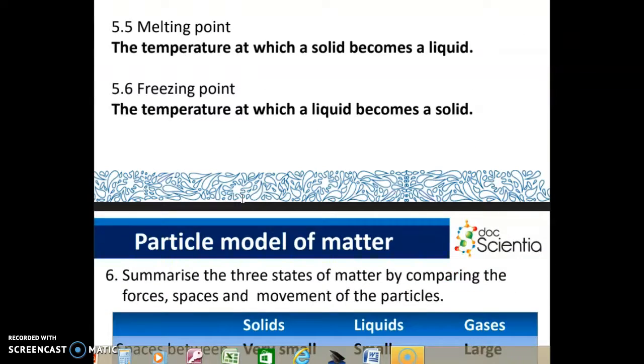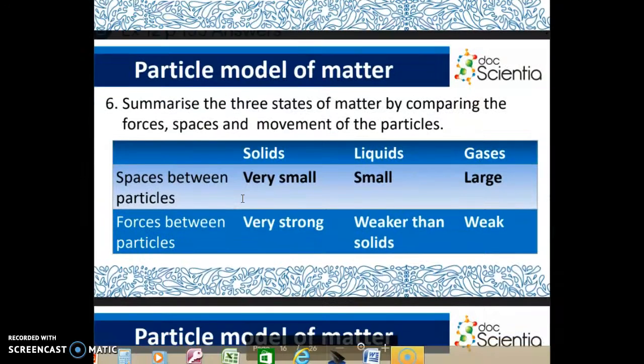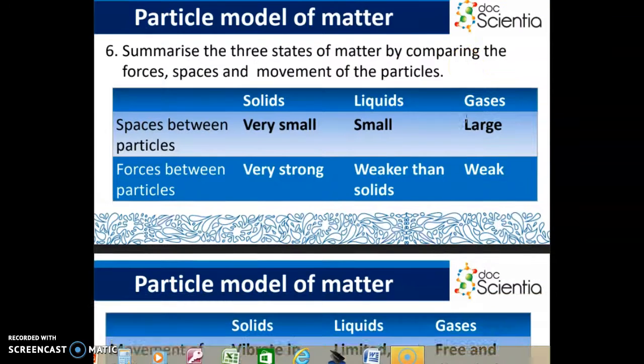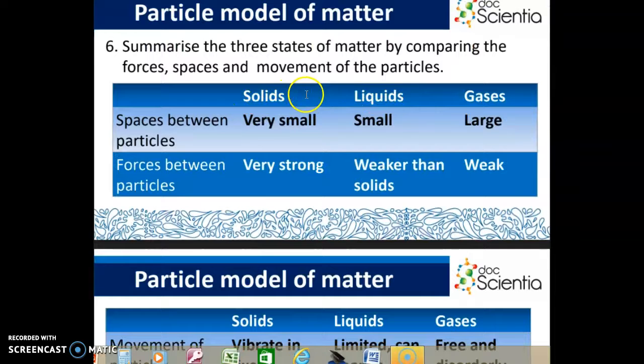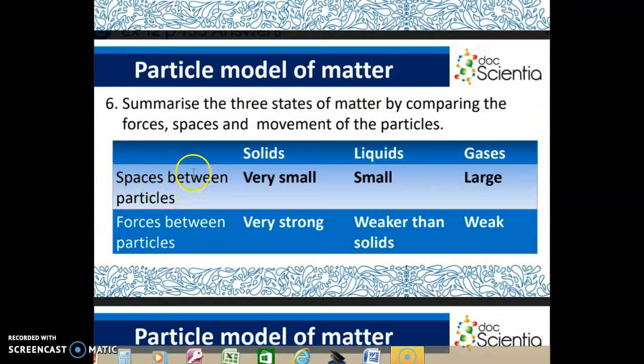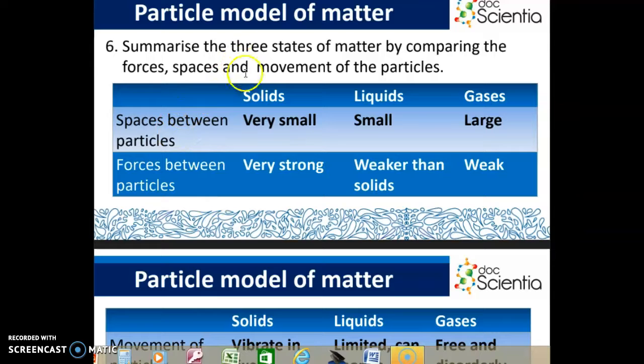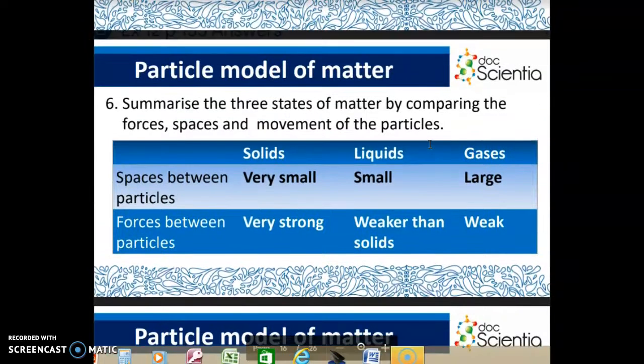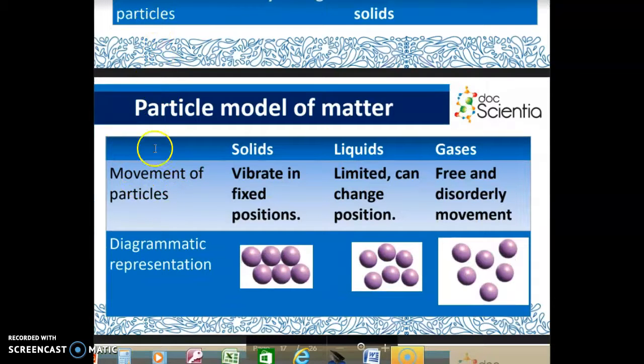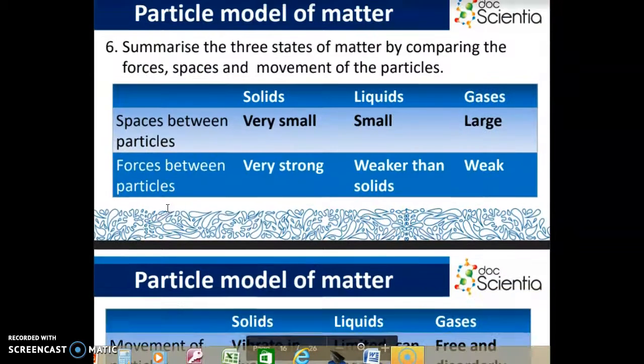The temperature at which a liquid becomes a solid. Number 6. Summarize the 3 states of matter by comparing the forces, spaces, and movement of the particles. So the teacher will give you solids, liquids, spaces between particles, and the forces. That's what you will get. All that, and then you must say solid, liquid, and gas. And you will probably get movement as well. So here we go.